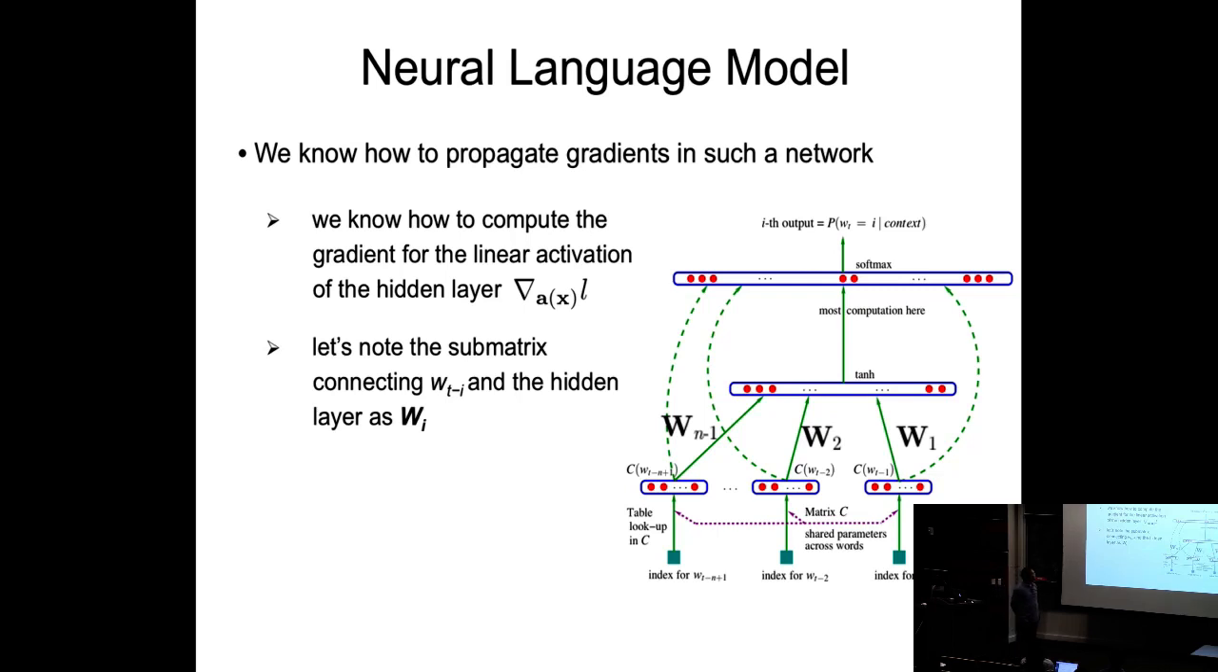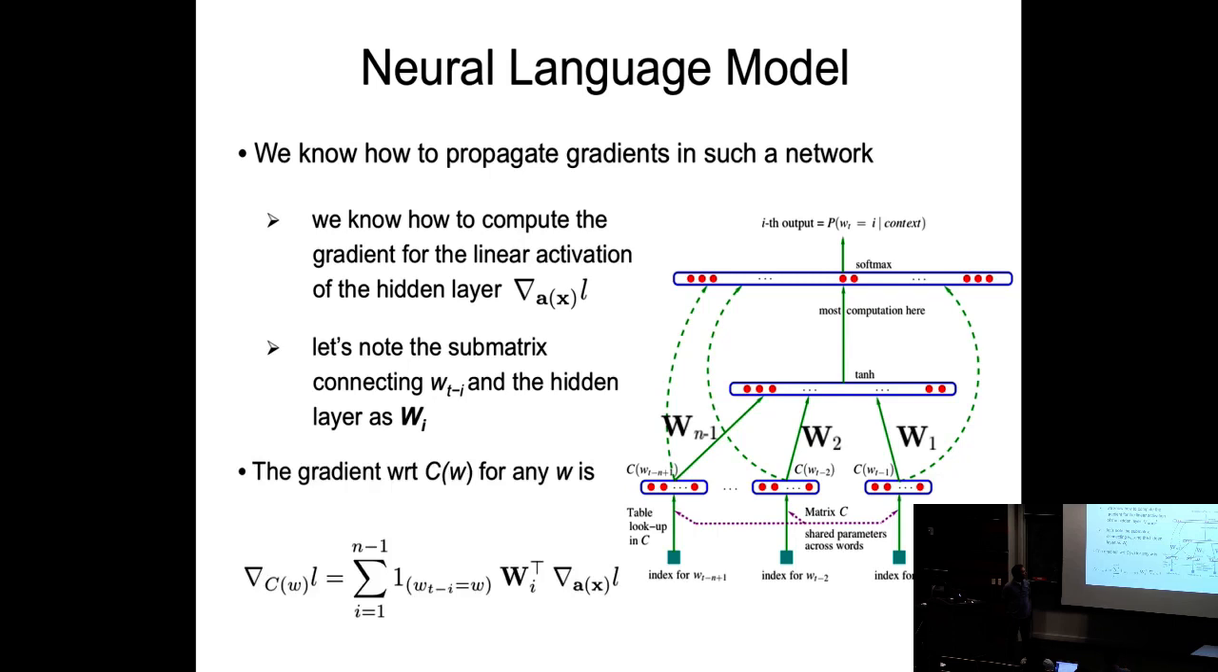So we know how to propagate gradients of a network with respect to the parameters, right? We know how to compute the gradient of the linear activation function of the hidden layers. Let's note that the submatrix connecting W are the hidden layers of W. So here you can basically say, this is W1, this is W2, this is Wn minus 1, looking at the context of size n minus 1.